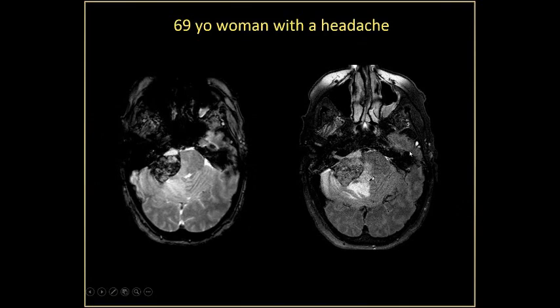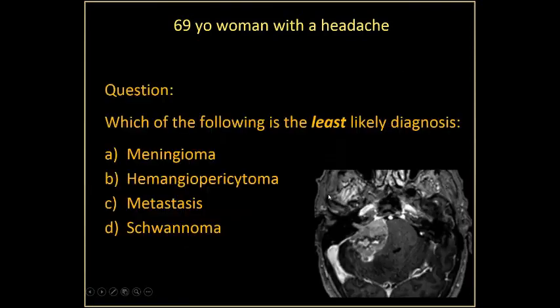Now, here are a couple other sequences. This is a susceptibility weighted, or a T2 star sequence showing hemorrhage within the mass, and a FLAIR sequence showing edema. So again, indicating that this is an aggressive, likely malignant mass. So here's a question. Which of these is the least likely diagnosis in this case? Is it a meningioma? Is it a hemangiopericytoma, metastasis, or schwannoma?